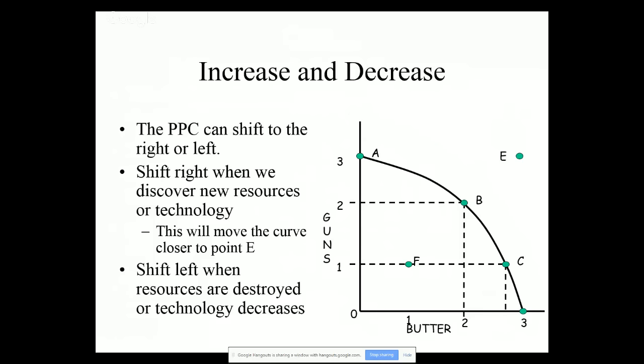Then our curve can also shift to the left. When the curve shifts to the left, it means that resources have been destroyed. For example, when a hurricane comes through Houston and factories are destroyed, then the curve will shift to the left.